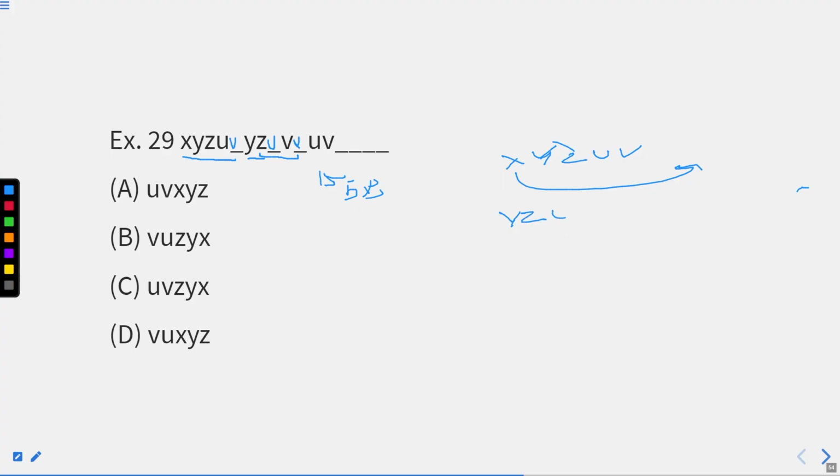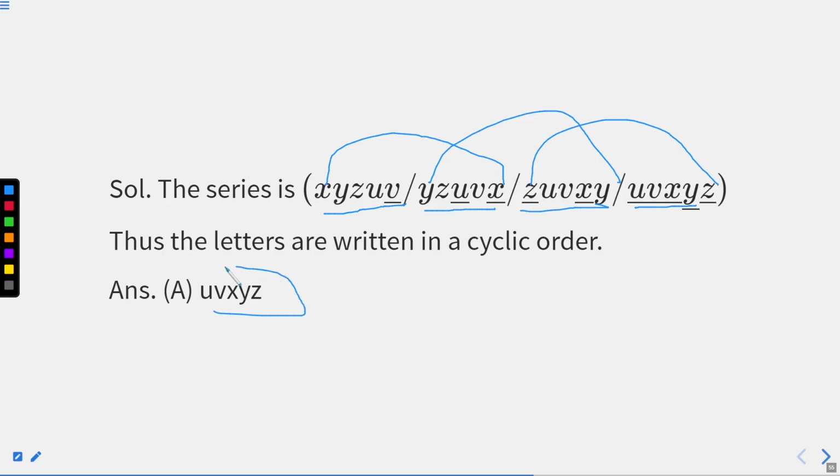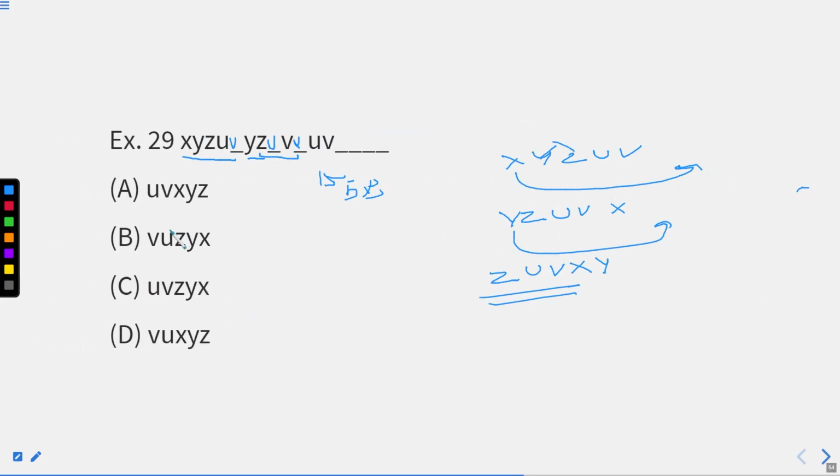Y, Z, U, V, X. Now we are going to shift Y in that direction. Then we are going to get Z, U, V, X, and then Y. This is going to be the sequence, right? So my friend, our answer is going to be X, Y, Z, U, V. Okay, so X will be shifted here, the rest everything is the same. Then Y will be shifted at the end, the rest everything will be the same. Then Z will be shifted at the end, the rest everything will be the same. So the answer comes out to be option number A, that is U, V, X, Y, Z.